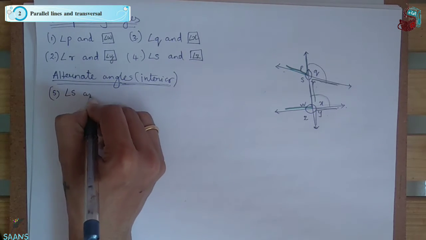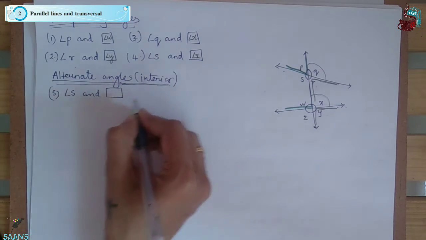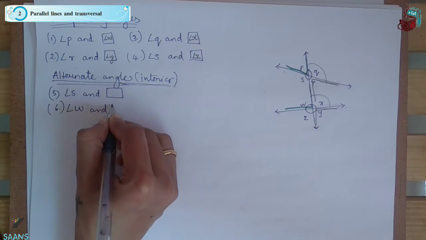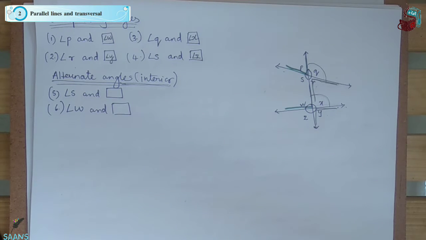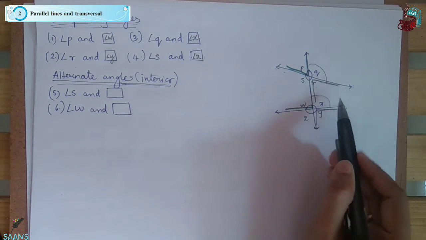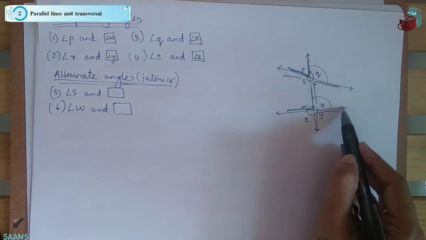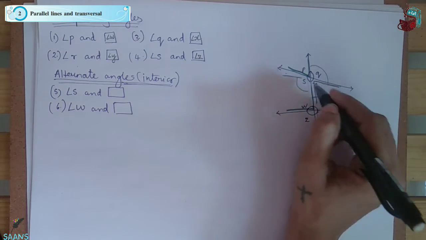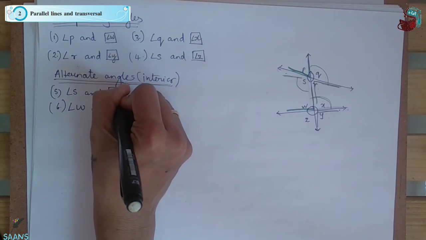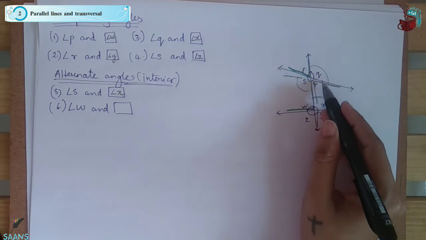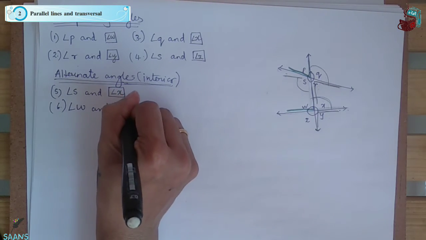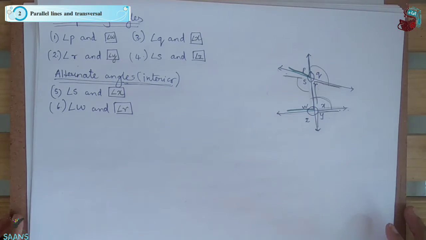Angle S and dash. Then sixth we have a question. Angle W and dash. Let's fill in the boxes now. What they have asked us. We might be knowing many, you can fill that. Z. So S and X. S and X. Z. Angle X. And with W we have R. See, it's making a Z over here. So angle R. So this is for this particular figure.